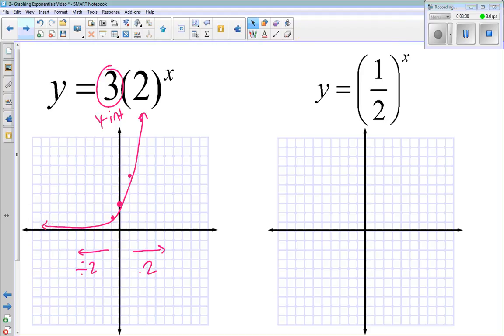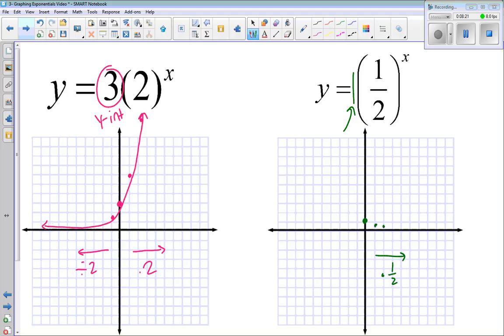All right, for the second one, this one's a little tricky because we don't see our y-intercept. Now, if we don't see the y-intercept, we have to be smart and just realize there's a 1 out front. So my y-intercept is just 1. Now to go forward, I'm going to multiply times a half. So 1 times a half is a half. Then we get a fourth, and so on.